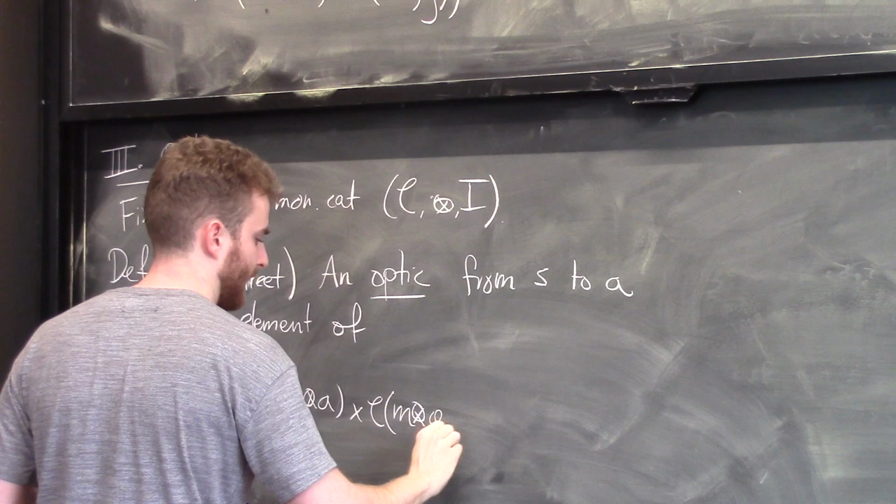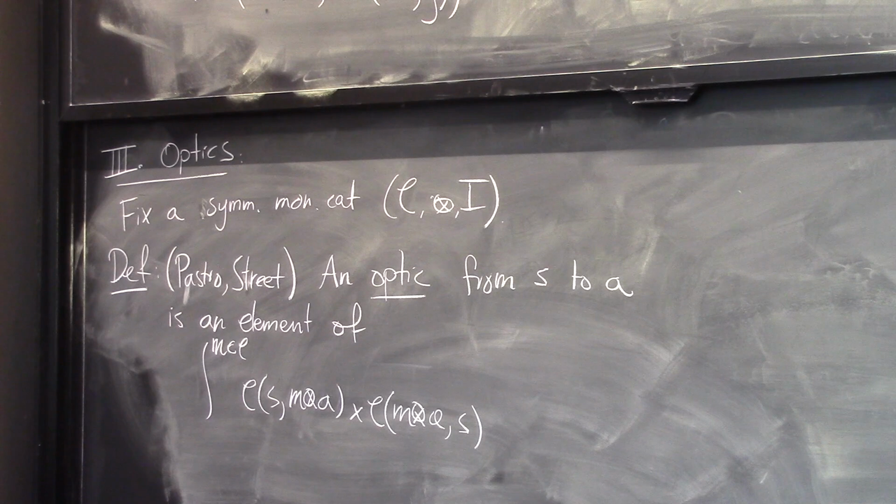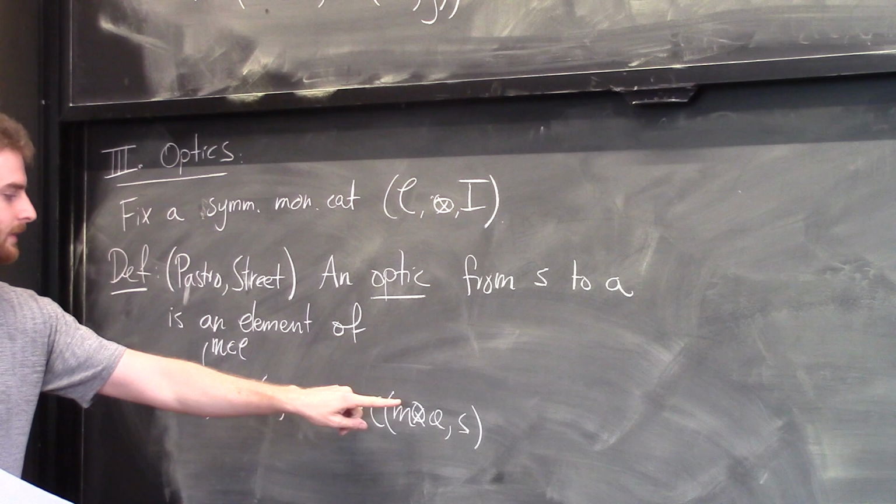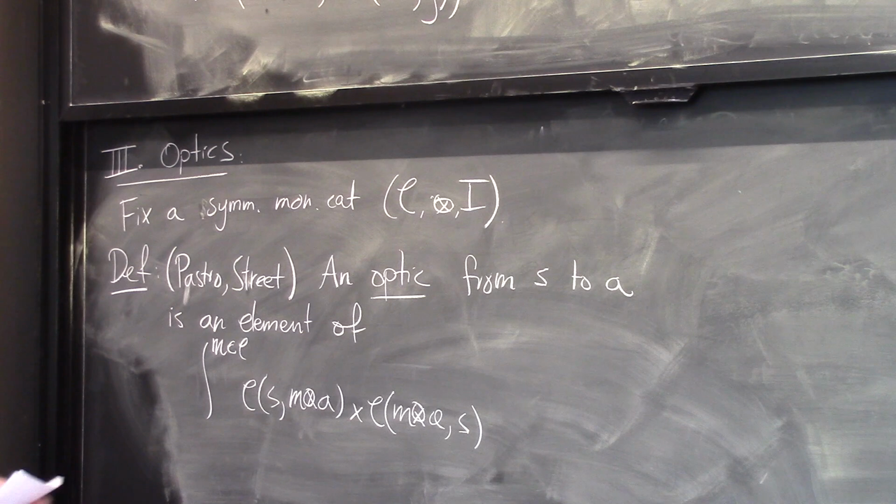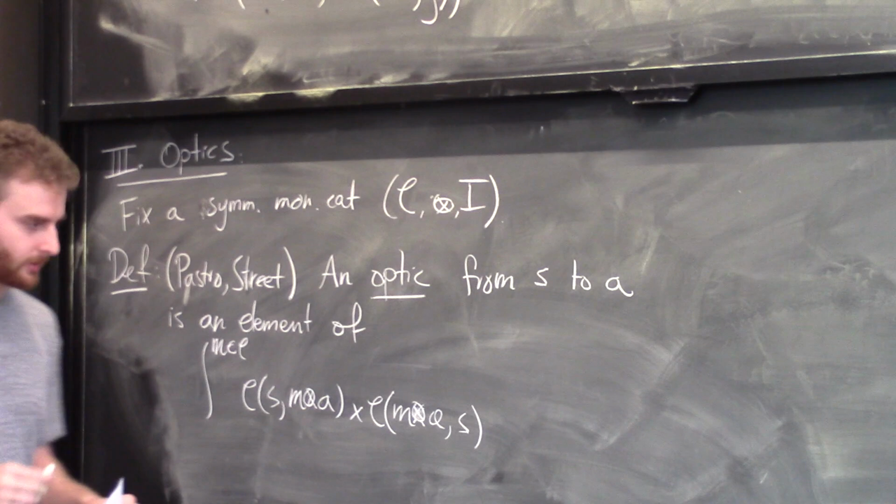So just like we saw in the example back there, we were taking the coend in Set. This is also happening in Set. Although the index category is C, the target of this functor is Set. And these are going to correspond to lenses, not necessarily lawful ones. Okay, so how do we get back to lenses?